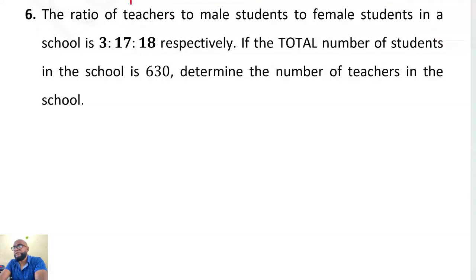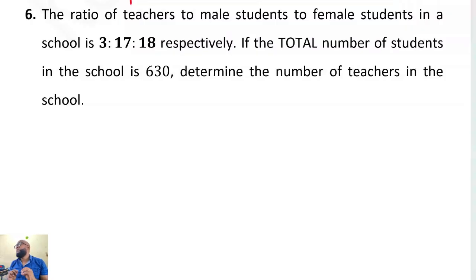Right, so we're going to deal with four ratios questions, exam type questions. So let's go. The ratio of teachers to male students to female students in a school is 3 to 17 to 18 respectively. Before we even go any further, this ratio has 3 sections.